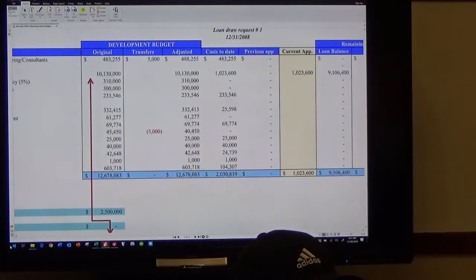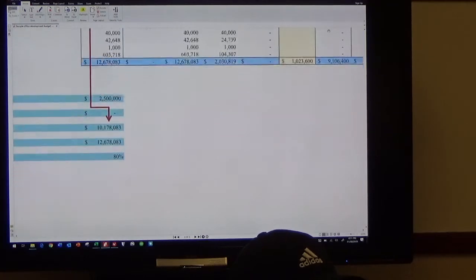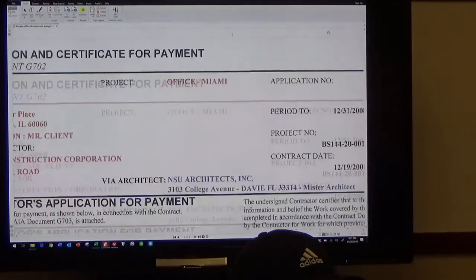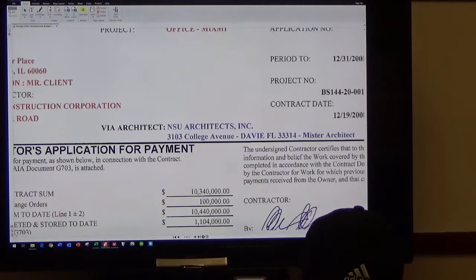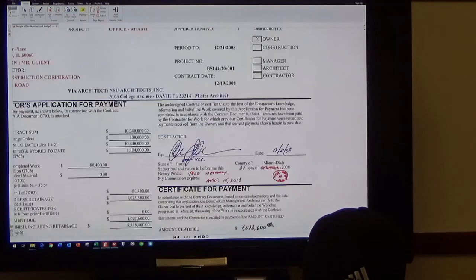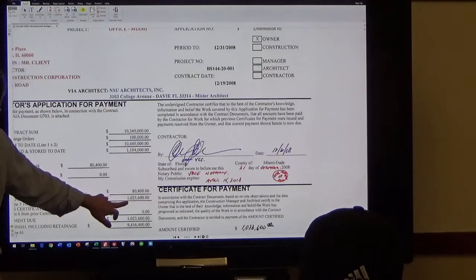And then to support that, I'm going to have my G702 from the general contractor, okay? And he's asking for his $1,023,000.